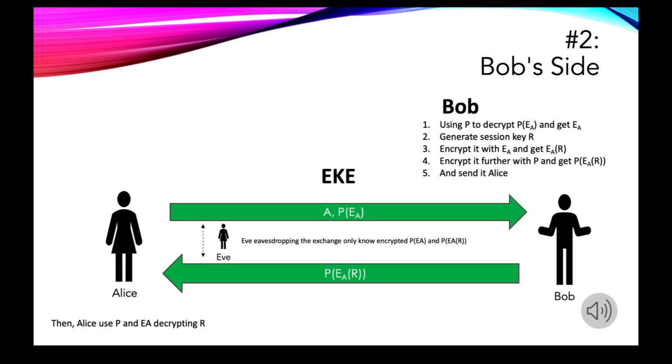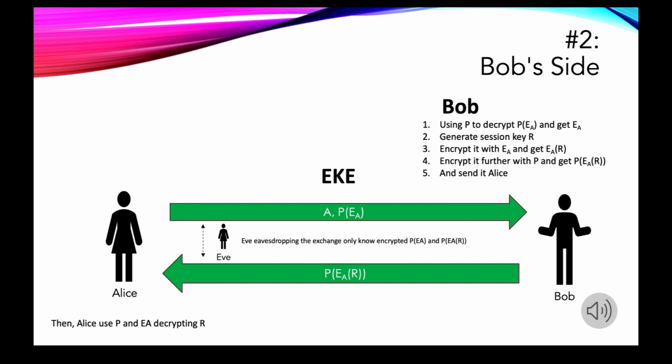Step 2, on Bob's side. First, Bob receives P(EA) and decrypts it with the shared password P to get EA. Second, Bob generates a session key R. Third, Bob encrypts R with EA and gets EA(R). Fourth, Bob further encrypts it with the shared password P and gets P(EA(R)). And then Bob sends P(EA(R)) to Alice.